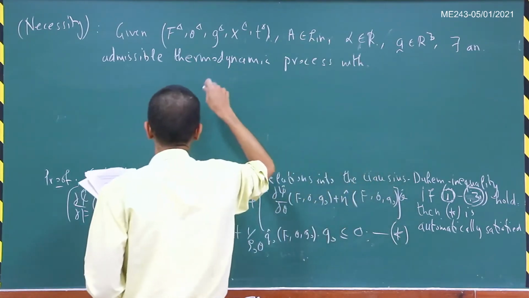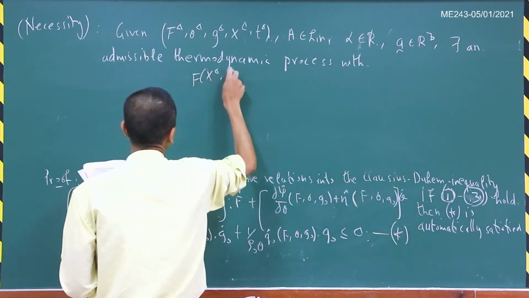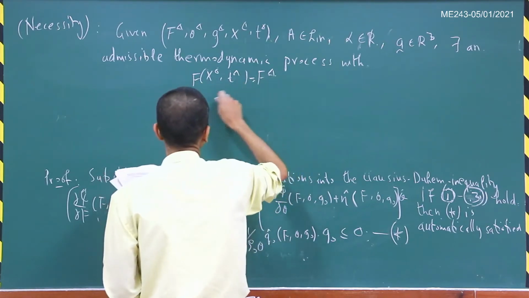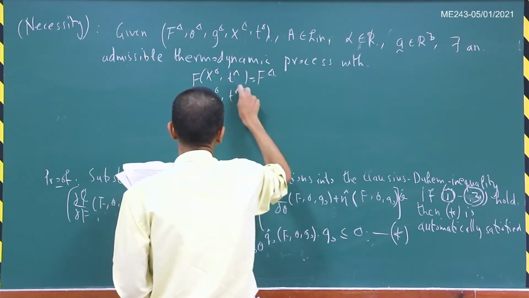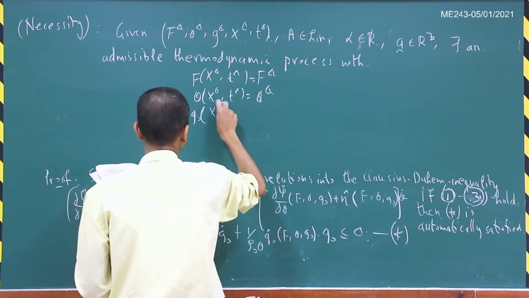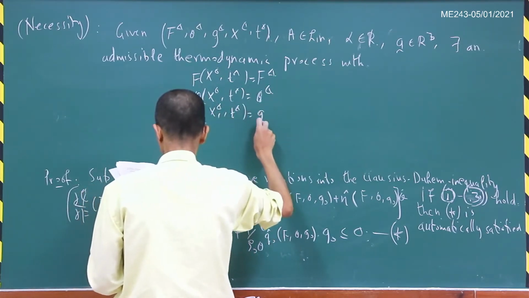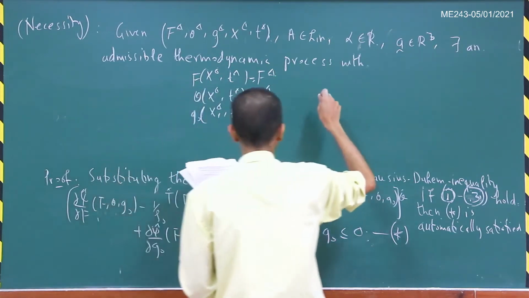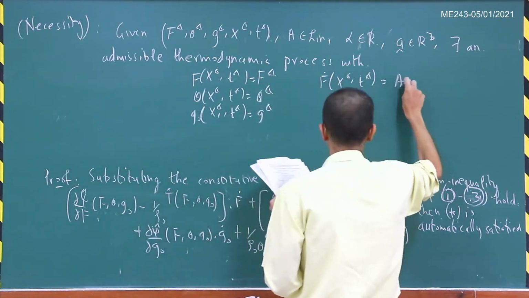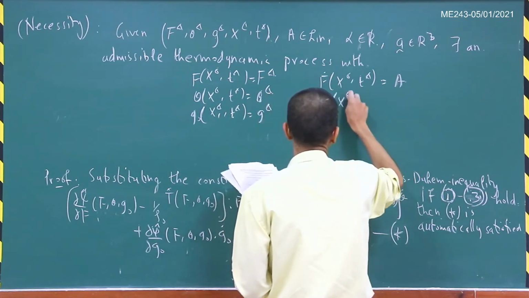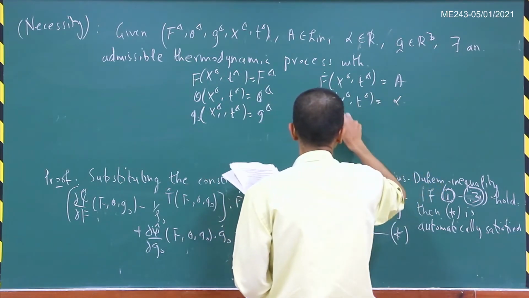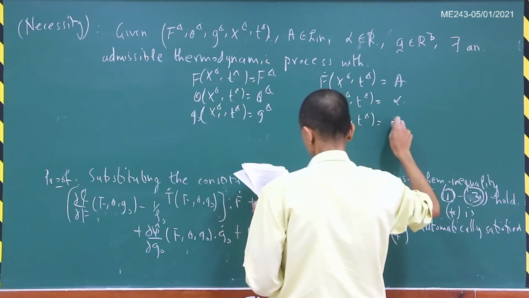with F of X diamond P diamond equal to F, and theta of X diamond P diamond equal to theta diamond, G naught of X diamond P diamond equal to G diamond, F dot of X diamond P diamond equal to A, theta dot of X diamond P diamond equal to alpha, and G dot of X diamond P diamond equal to A.